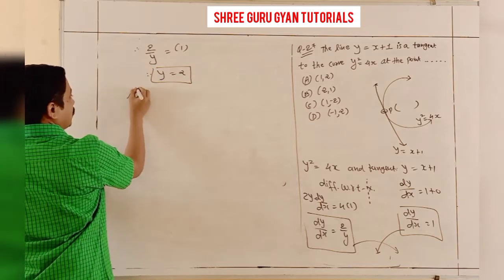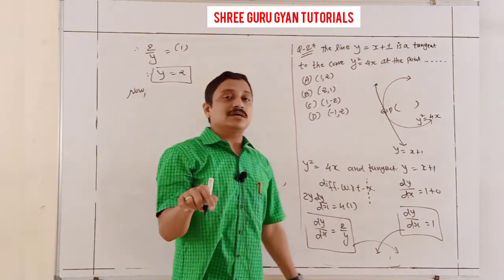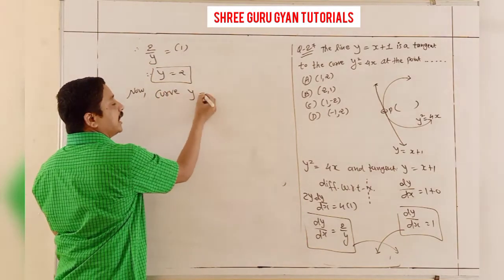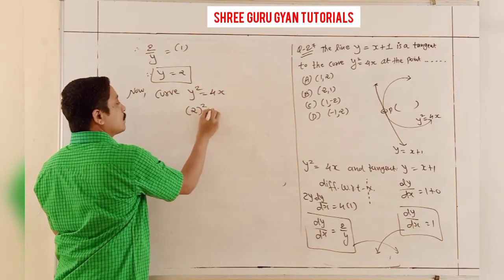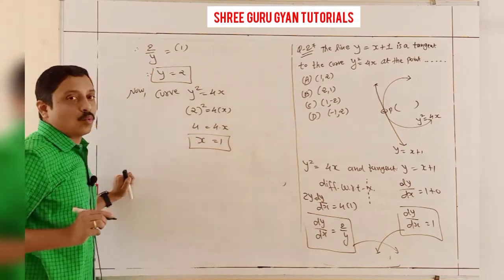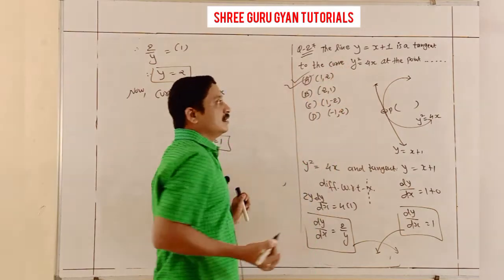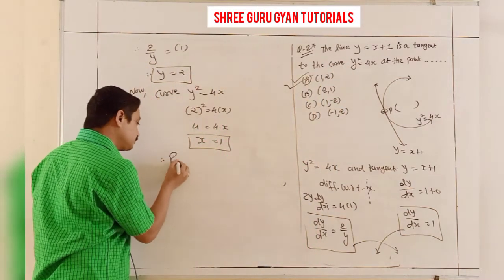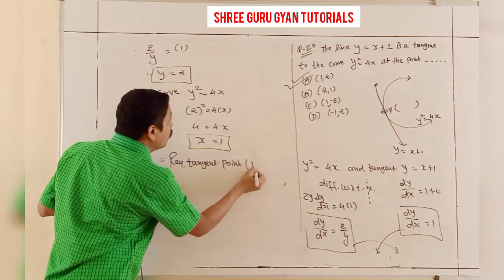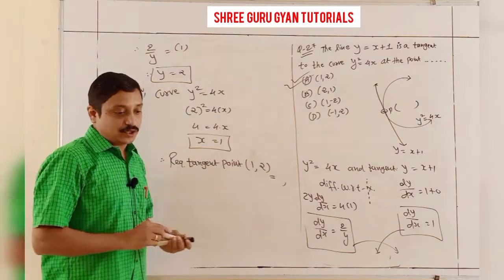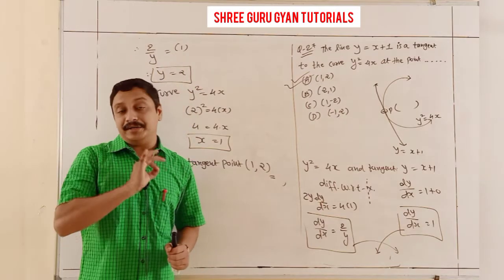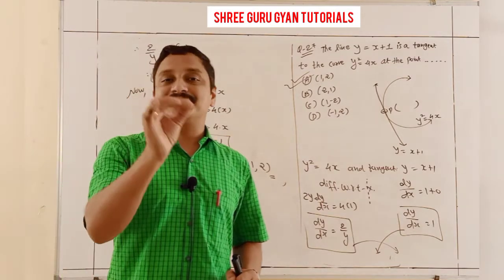Now I put this y again into the curve, either the line or the curve, but always put it into the curve. The curve is given as y squared equals 4x. So 4 equals 4x, x equals 1, y equals 2. These are our tangent points. Therefore, the required tangent point is (1, 2). And here, students, the questions of exercise 6.3, question 27, are done. Now let's start the related illustrations.